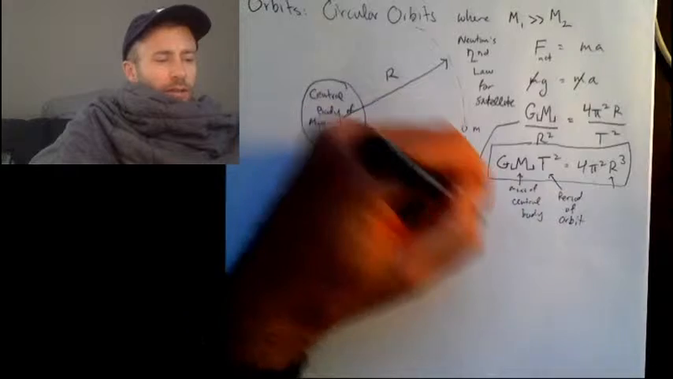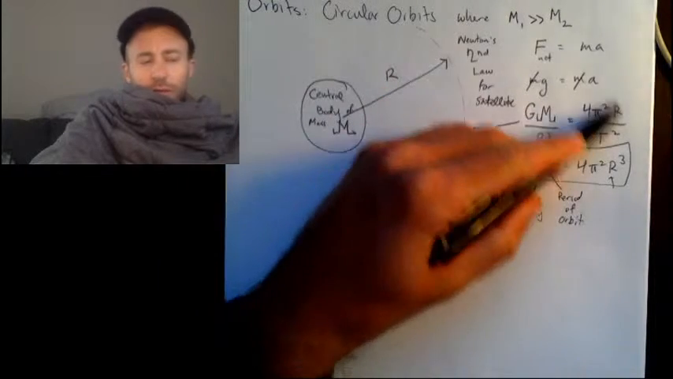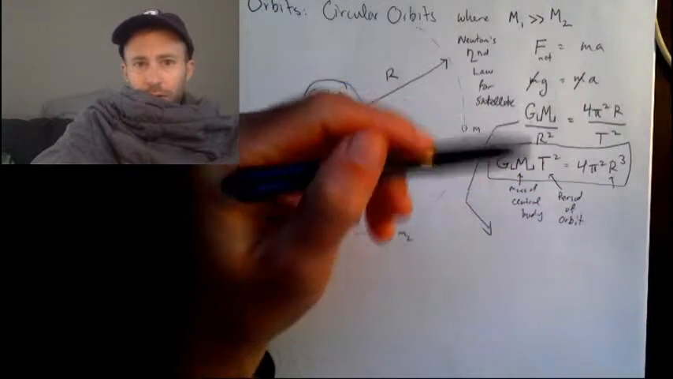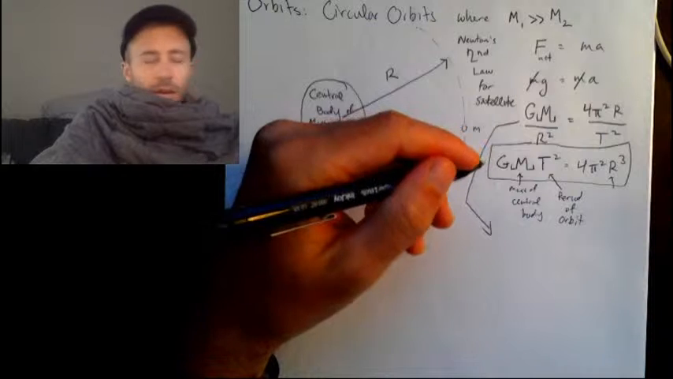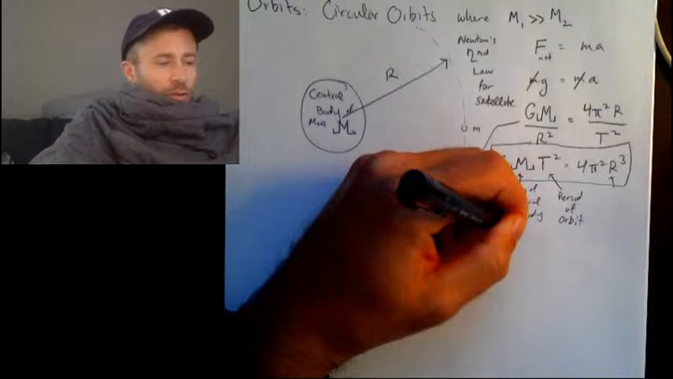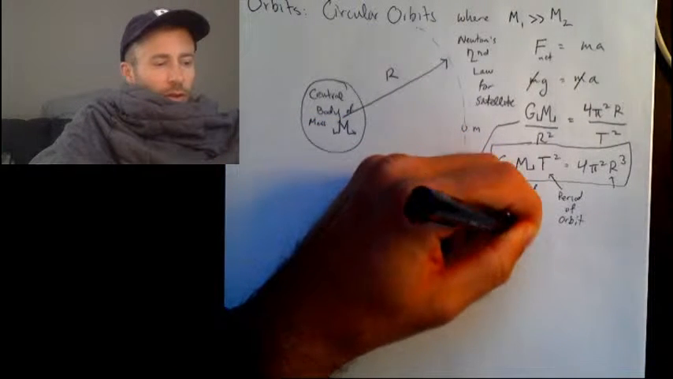What if we had not used this form of the centripetal acceleration equation? What if instead we used the v squared over r version of it?